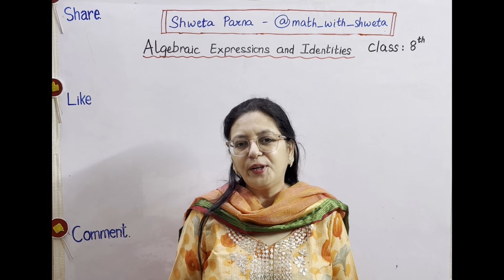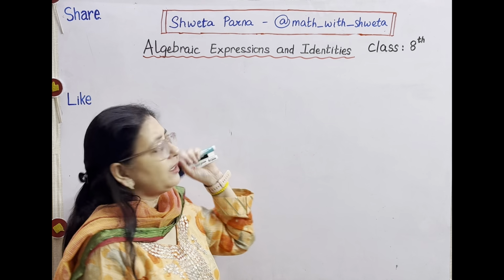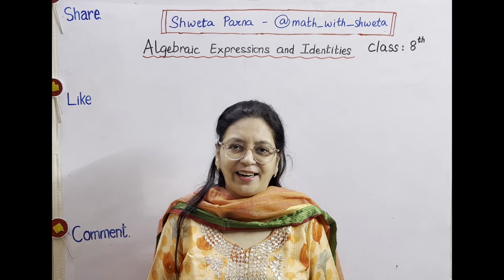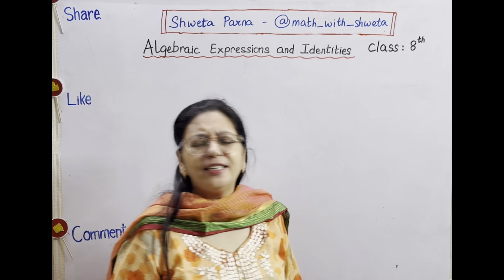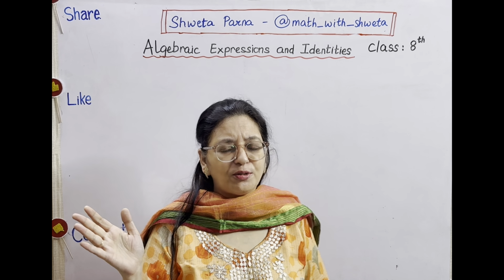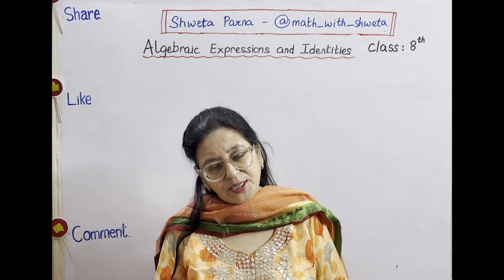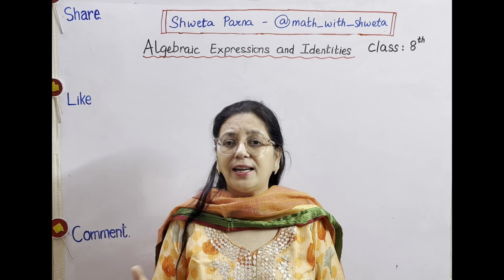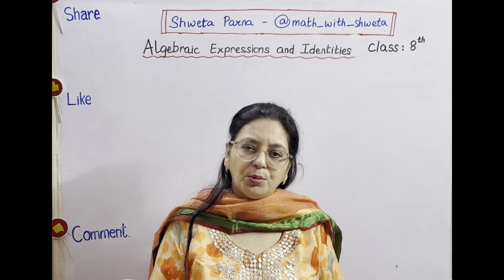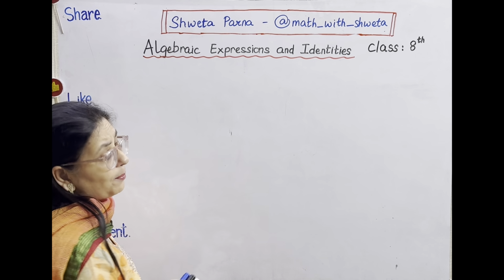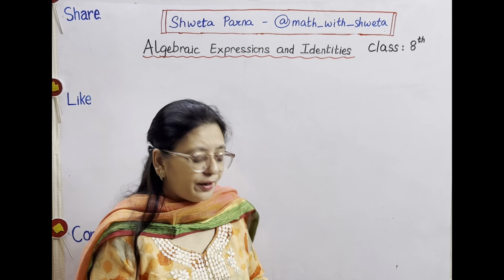Kids, in this video I'll be covering the chapter Algebraic Expressions and Identities. So let's get started. Let's come to what is an algebraic expression. An algebraic expression is made up of literals, which are the variables, also called the letters, and the numerical coefficient. Say for example, let's understand how you identify the terms.